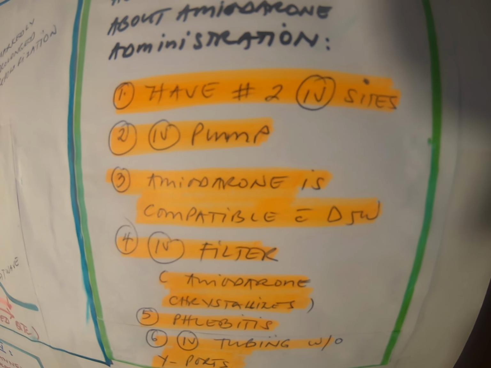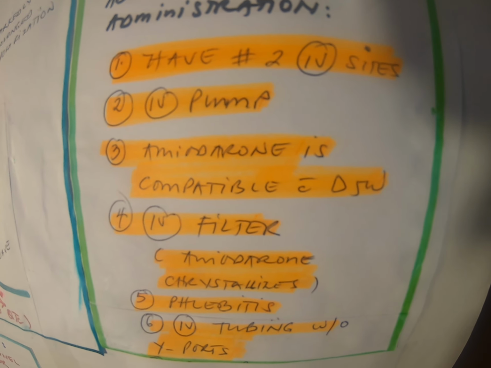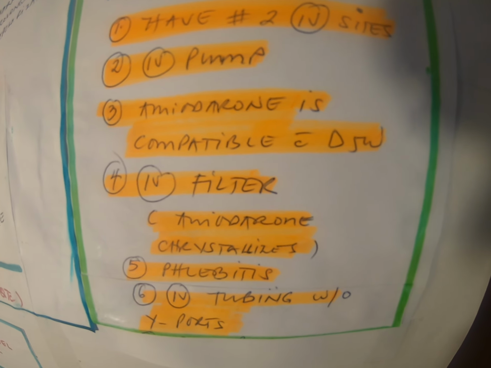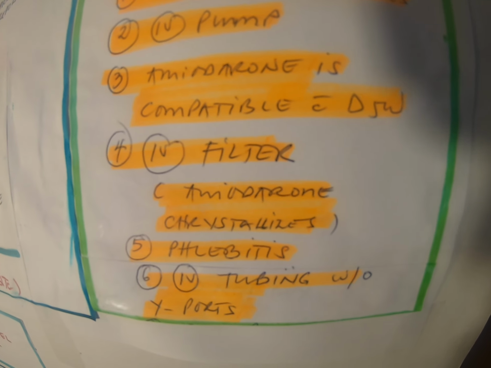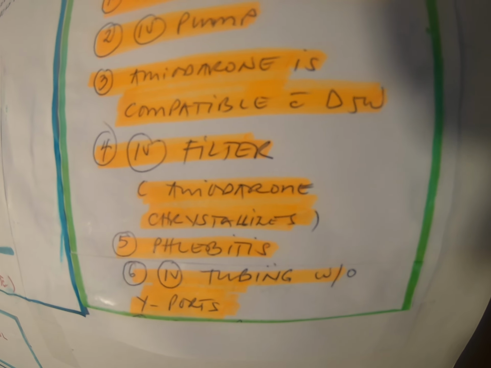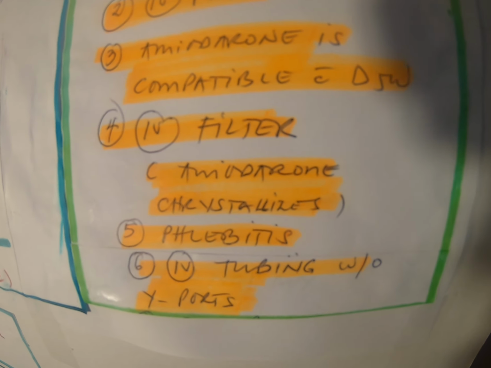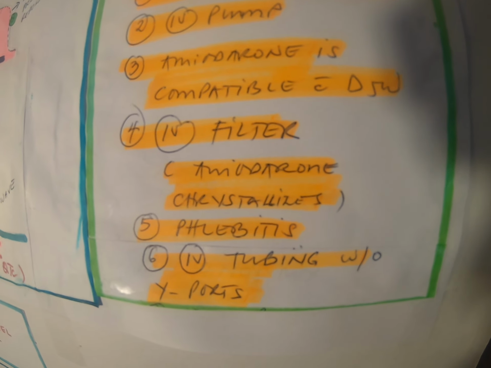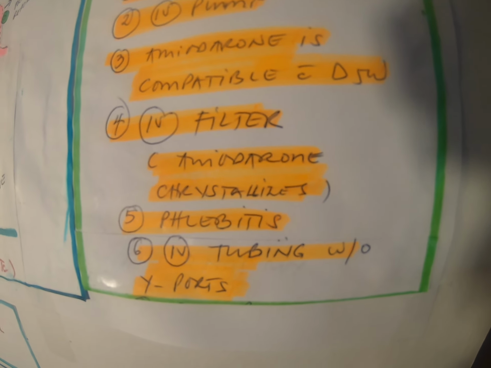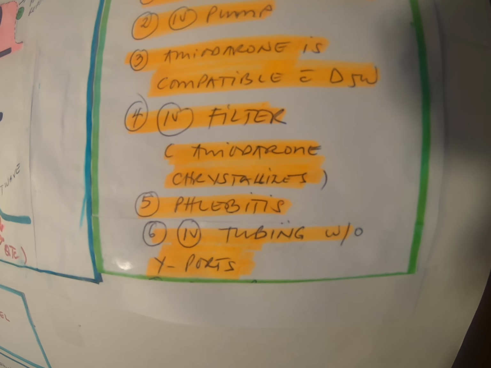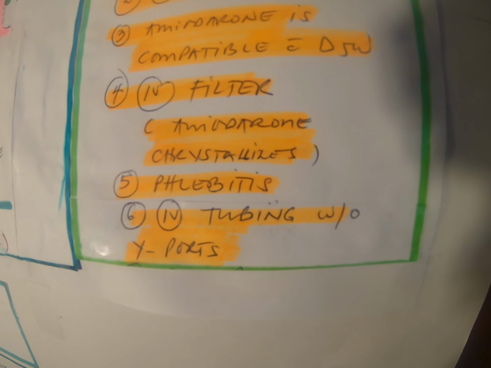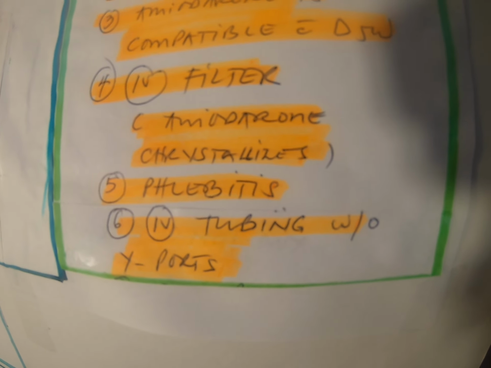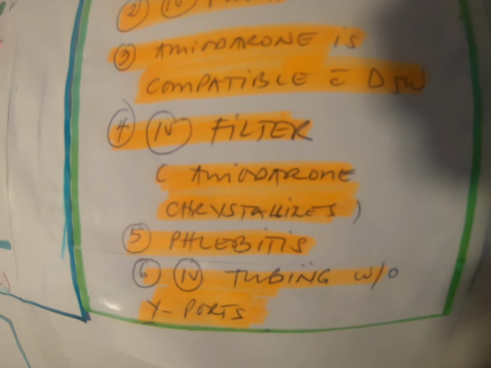IV pump because the medication is titrated. Amiodarone is compatible with D5W or dextrose water. You need an IV filter because amiodarone predisposes to crystallization. Phlebitis, so the site gets red and it spreads upward. Be sure that you don't let it go further up. Change the site and put another backup IV again just in case. Your IV tubing should not have any Y ports because, as I said, you cannot push medication with it. This medication is alone. It's solo. You cannot mix anything with this. Okay, so that's about it.